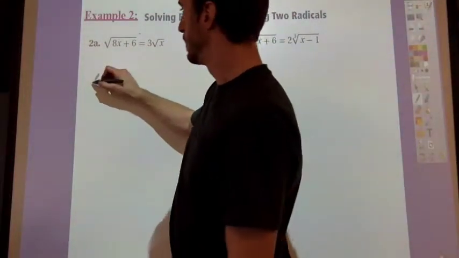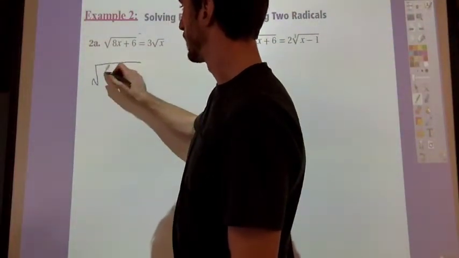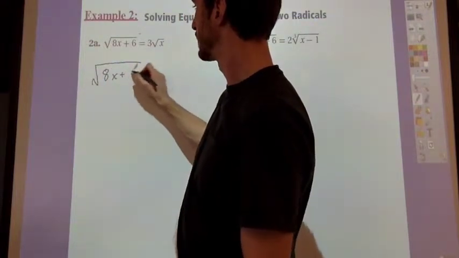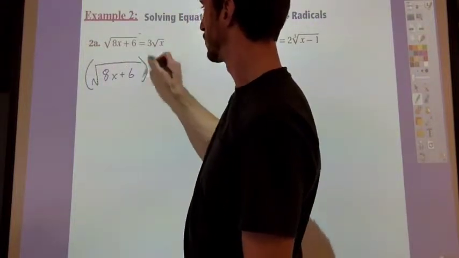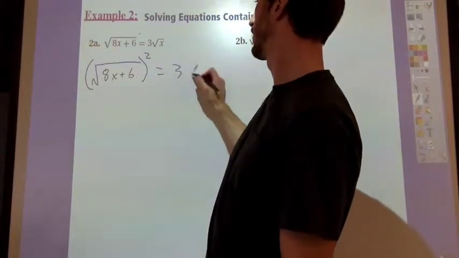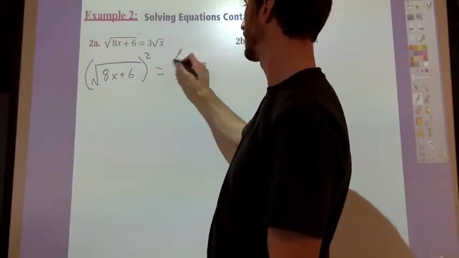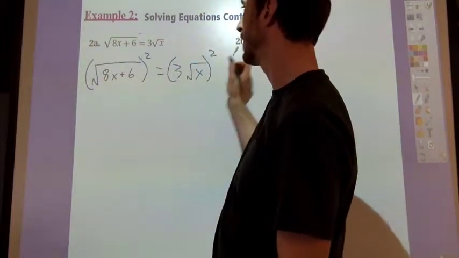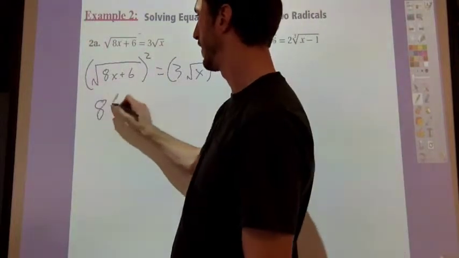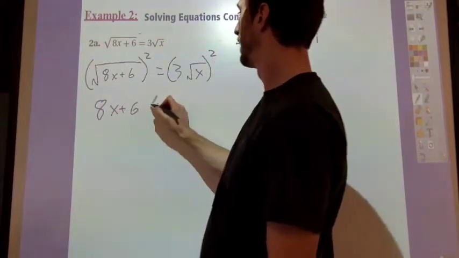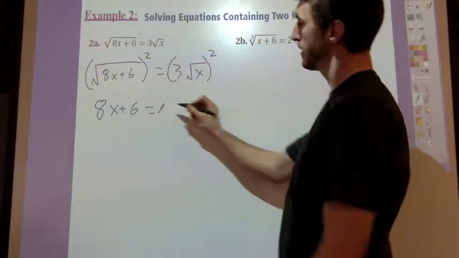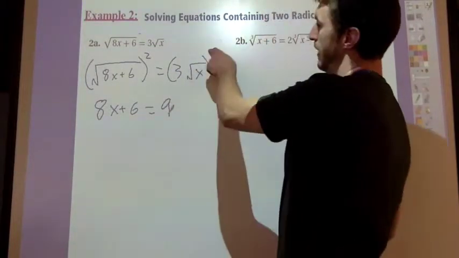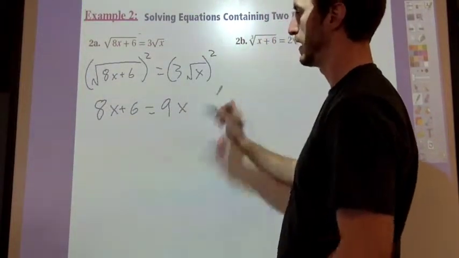So the first thing I'm going to do is square both sides. So I've got the square root of 8x plus 6. I'm going to square that to get rid of the radical. And then I've got 3 times the square root of x. I'm going to square that whole thing, so that gets rid of this radical. And I have 8x plus 6 equals 3 squared, which is 9. The square root of x squared is just x. So that's going to be 9x.